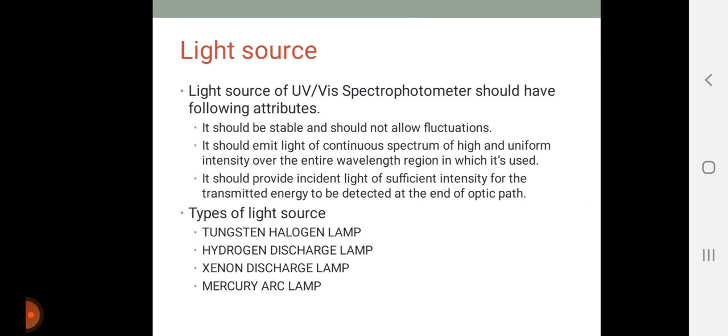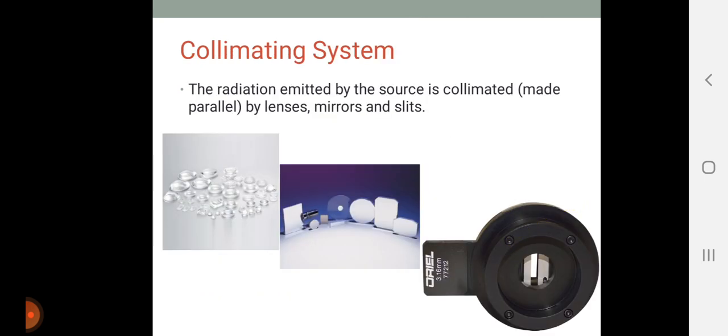Light source. The light source of a UV-visible spectrometer should have the following attributes. It should be stable and should not show fluctuations. It should emit light of a continuous spectrum of high and uniform intensity over the entire wavelength region in which it is used. It should provide incident light of sufficient intensity for the transmitted energy to be detected at the end of the optic path. Types of light source: tungsten halogen lamp, hydrogen discharge lamp, xenon discharge lamp, and mercury arc lamp.